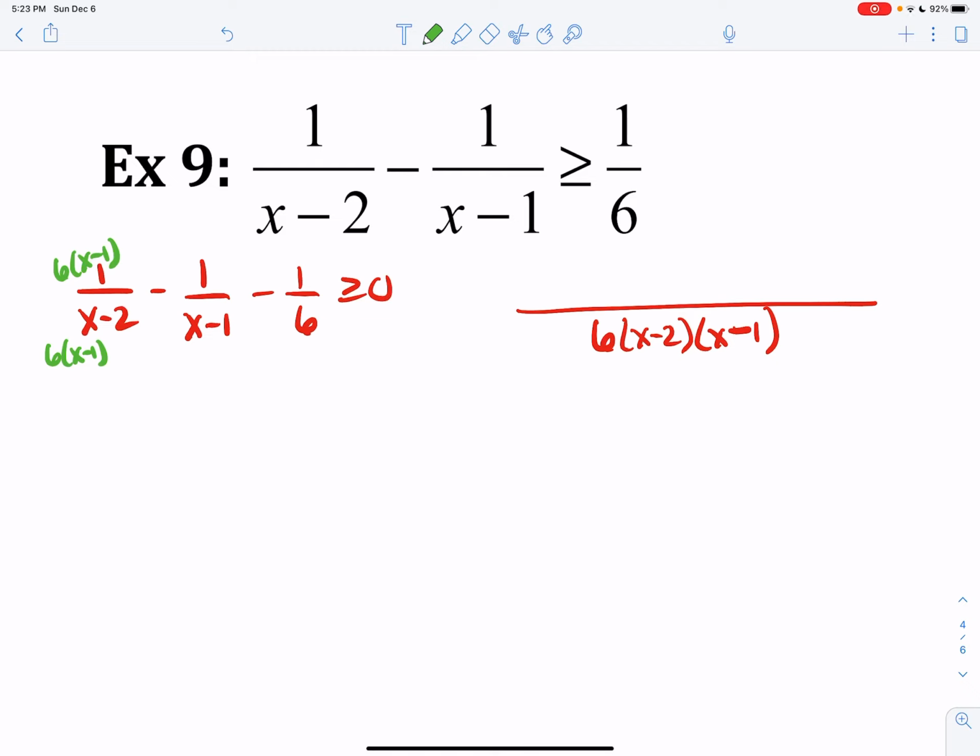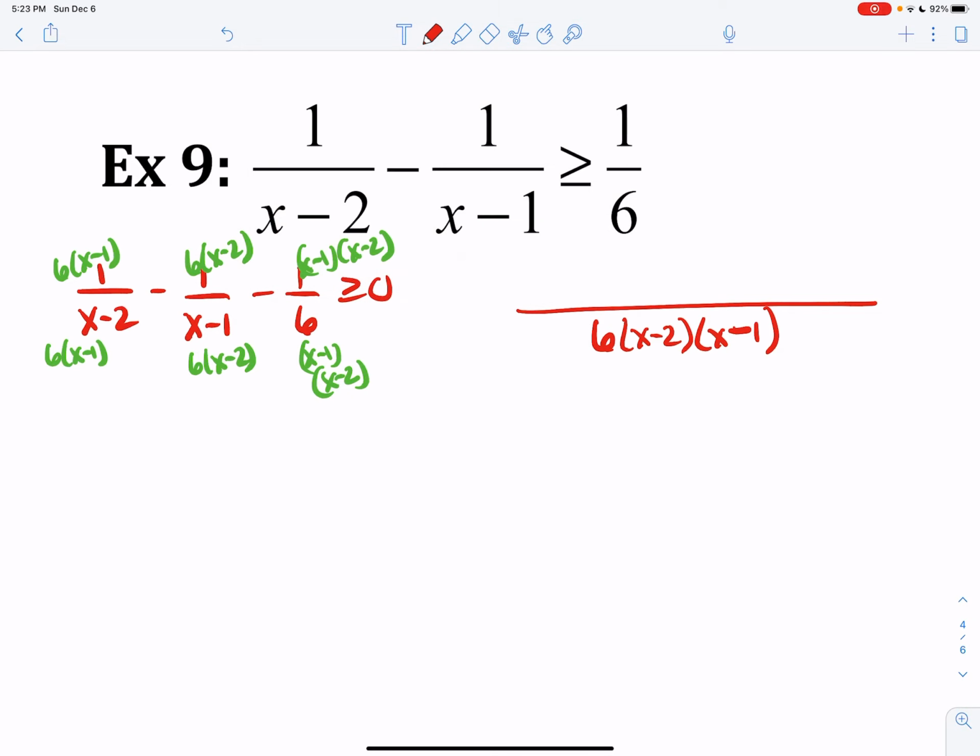The middle term needs the 6 and the x minus 2, which means this needs the 6 and the x minus 2. And the third fraction needs the x minus 1 and the x minus 2, which means the numerator needs the x minus 1 and the x minus 2. So I'm just going to start immediately multiplying that all out, our numerator.